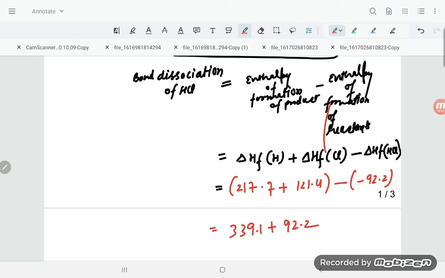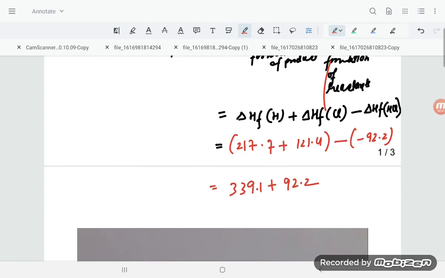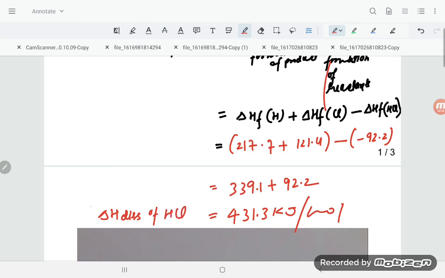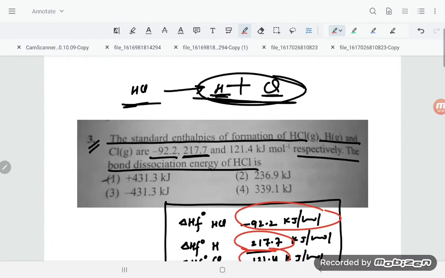So if you are adding this all as a whole, students, the bond dissociation enthalpy, how much will it come? 431.3 kilojoule per mole. So that is delta H dissociation of HCl, how much is there, students? 431.3 positive, which is the correct answer. Option number first itself is correct.